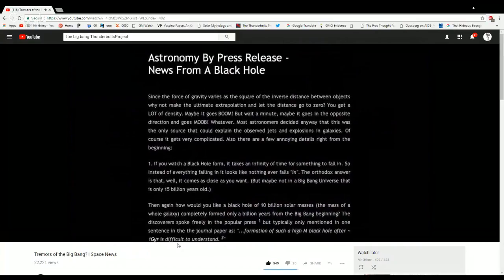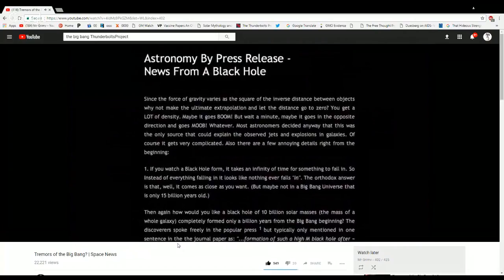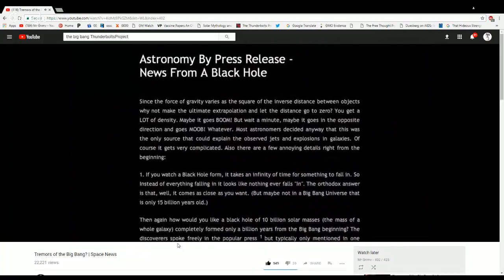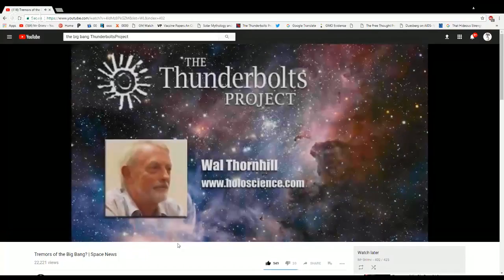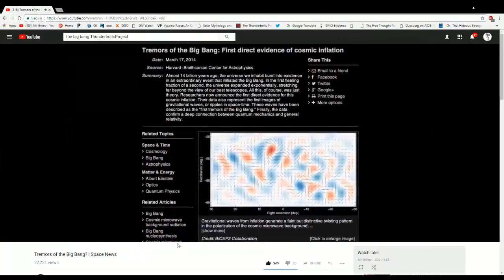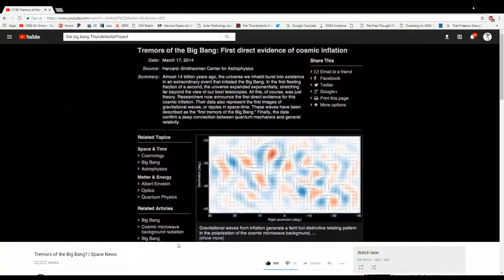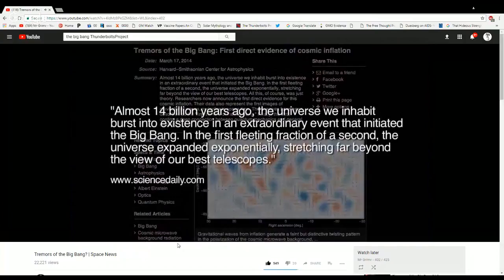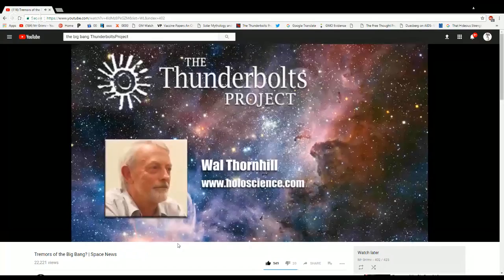However, as is so often the case with science press releases, absent is the distinction between fact and theoretical interpretation. The headline of Science Daily for the 18th of March says, "Tremors of the Big Bang, first direct evidence of cosmic inflation." It goes on to say, almost 14 billion years ago, the universe we inhabit burst into existence in an extraordinary event that initiated the Big Bang. In the first fleeting fraction of a second, the universe expanded exponentially, stretching far beyond the view of our best telescopes. It then says, all of this, of course, was just theory.